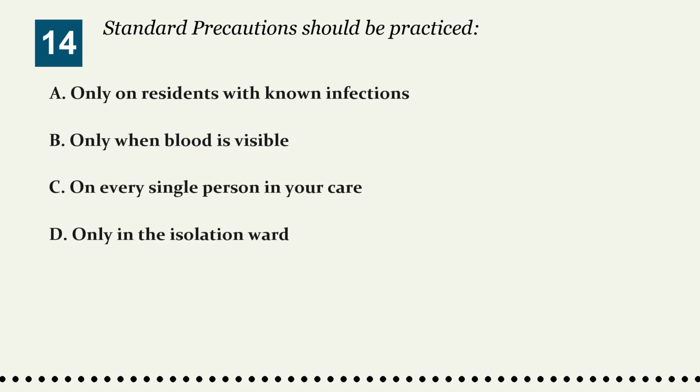Option A, only on residents with known infections. Option B, only when blood is visible. Option C, on every single person in your care. Option D, only in the isolation ward.